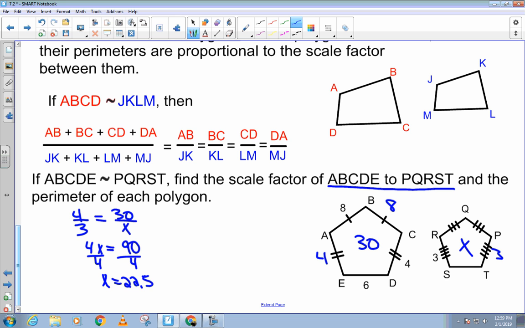Now, could you have gone and found each one of these sides and then added them all together? You could have. That's a lot of work, isn't it? And if you don't remember that the perimeters are proportional, that's definitely what I would do. But if you could try to remember that, it shortens your work by like 3 equations.